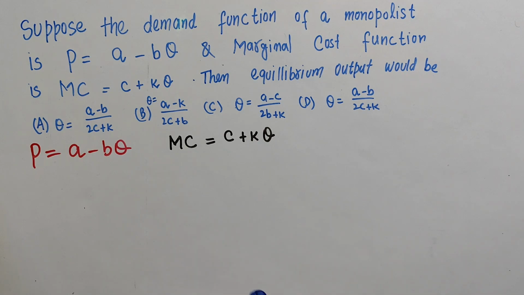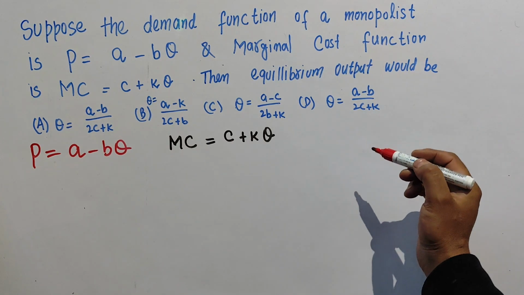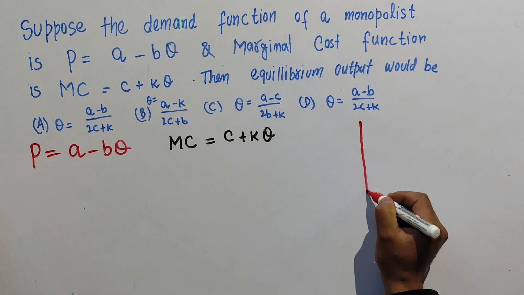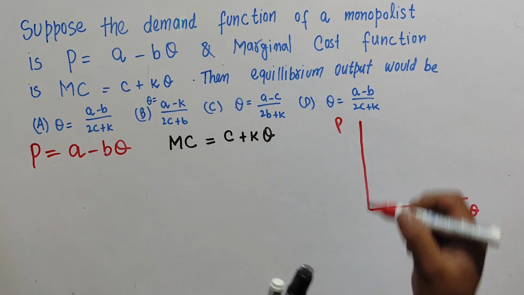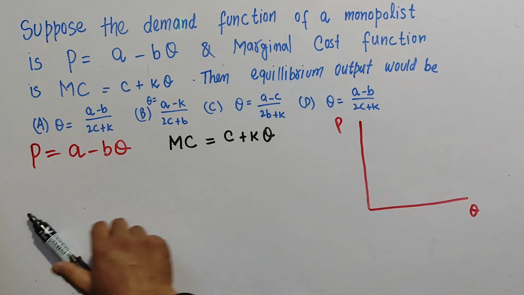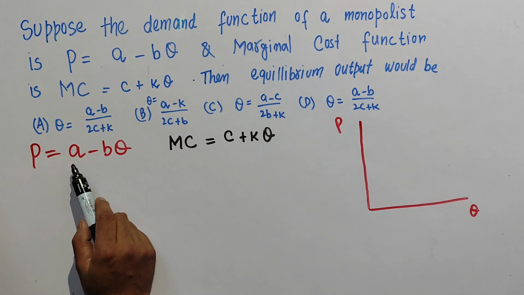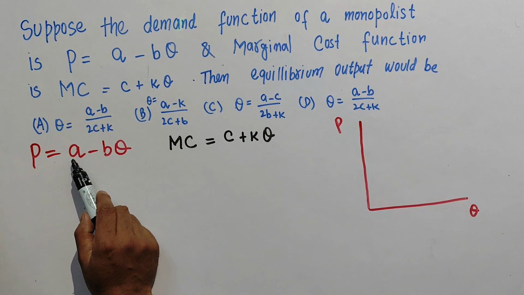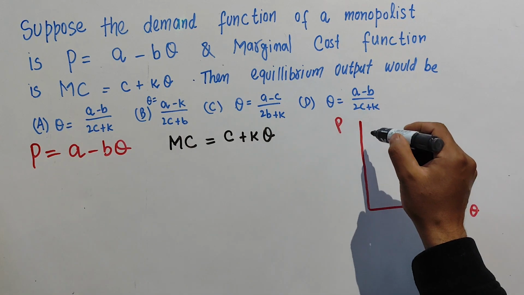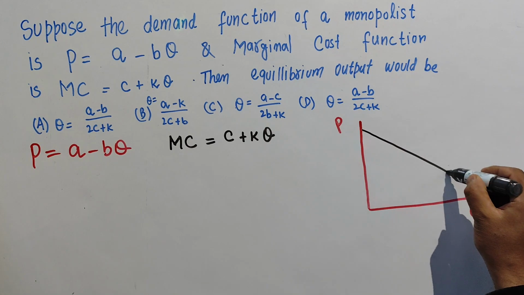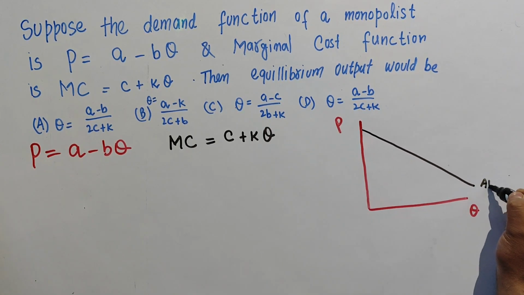Now if I draw the graph of the given demand function, we also call this the average revenue function. So let me try to graph this out. Let us say we have output on the horizontal axis and price on the vertical axis. If I draw this demand function, you can see the price intercept is A, and it is downward sloping because the coefficient of Q is negative. So let us draw the usual demand curve. We also call this the average revenue curve.